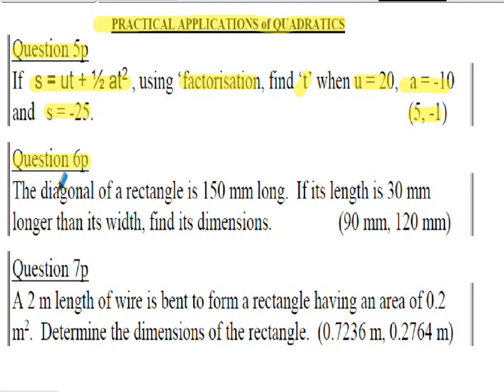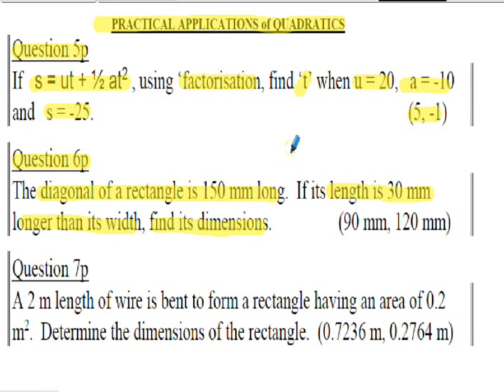Question 6p, we're given that a diagonal of a rectangle is 150 millimeters long and the length of the rectangle is 30 millimeters longer than its width. We've got to find its dimensions. This is a similar kind of question to that we undertook in question 1p on the previous slide, in that you're going to use Pythagoras theorem here to generate the equation, and you will generate a full quadratic equation here of the form ax squared plus bx plus c equals to 0.